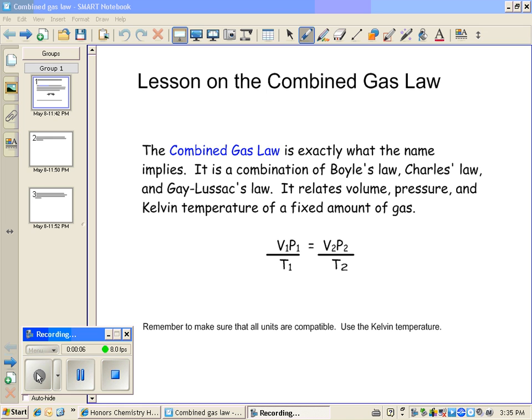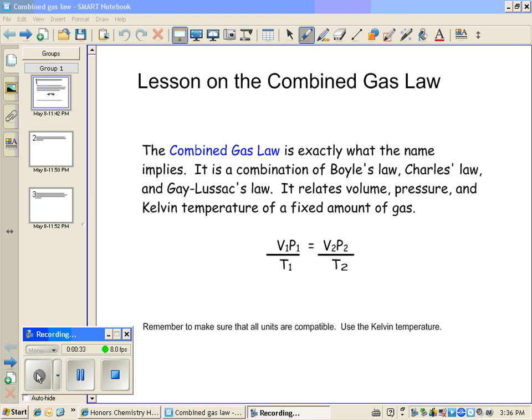This is a lesson on the combined gas law, and the combined gas law is exactly what the name implies. It is a combination of Boyle's law, Charles' law, and Gay-Lussac's law. It relates volume, pressure, and the Kelvin temperature of a fixed amount of gas. That means that the number of moles are the same.